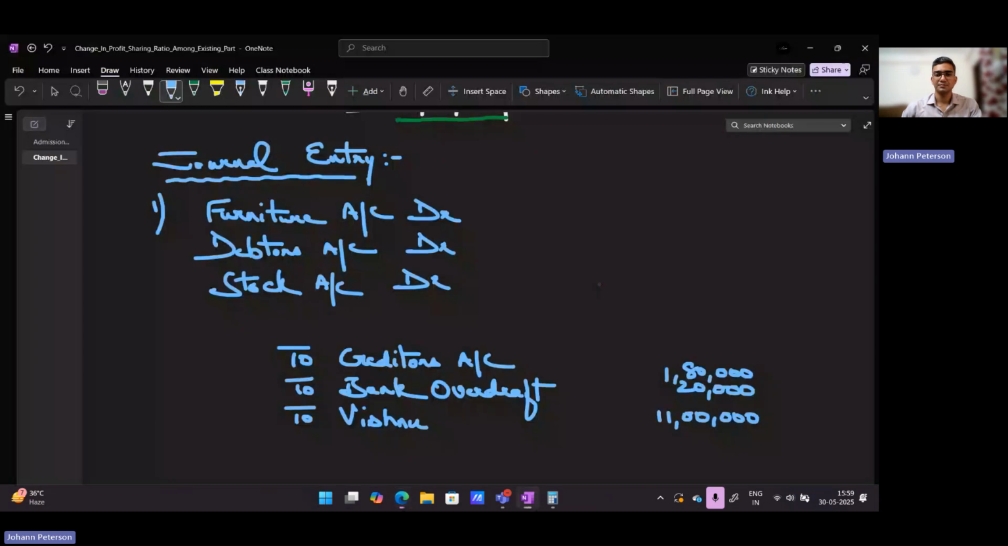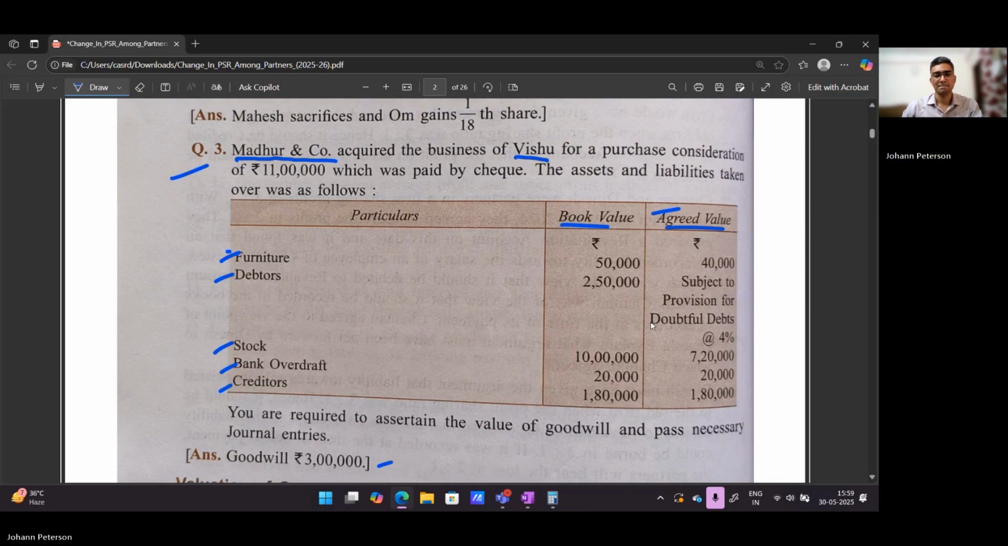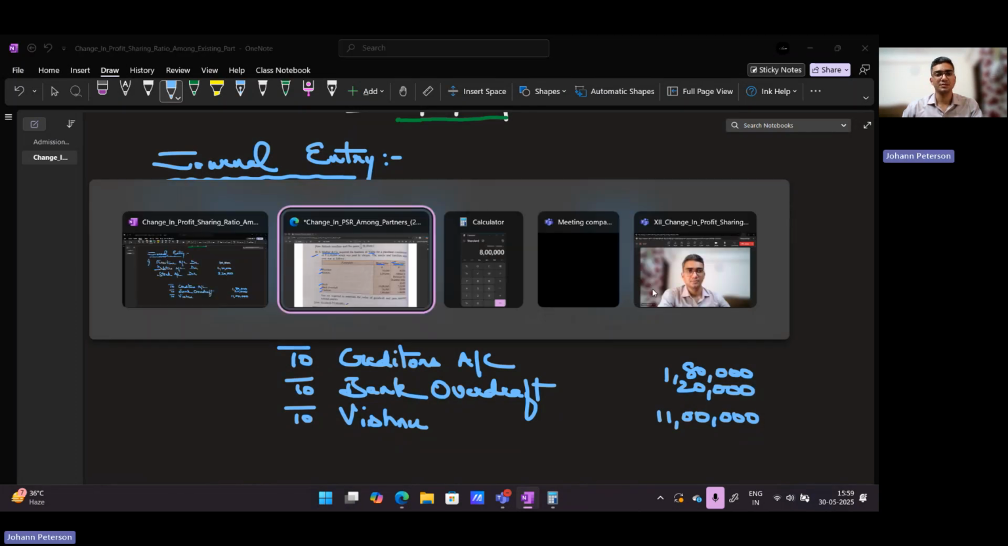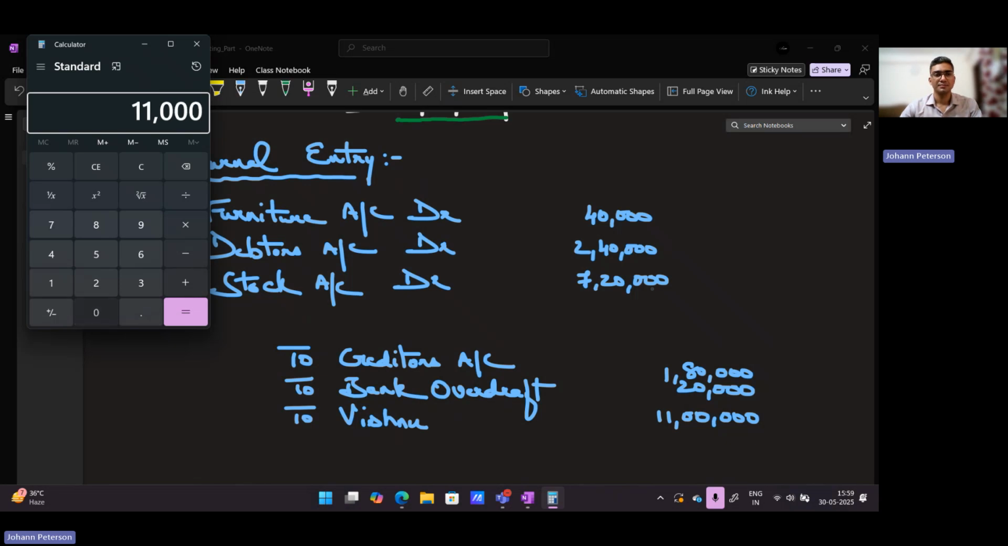Then furniture 40. Debtors 250 minus 10, which is 240. Then stock is 720. Now, what is the difference here? Let's see. So 11 plus 2 minus 720 minus 240 minus 40. Minus 40, not 4 lakh. So minus 40 makes it 3 lakh here.